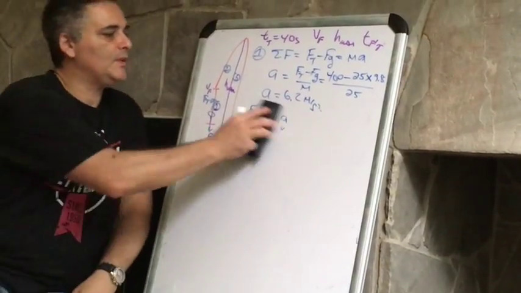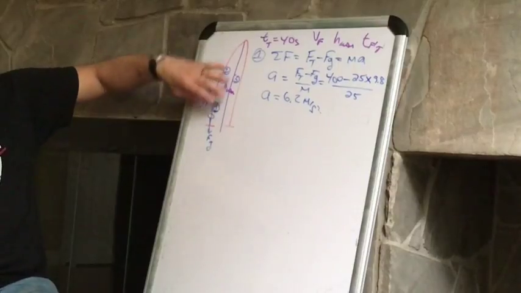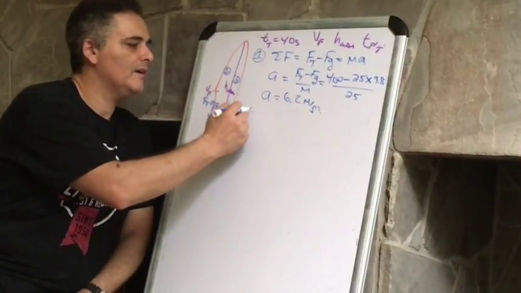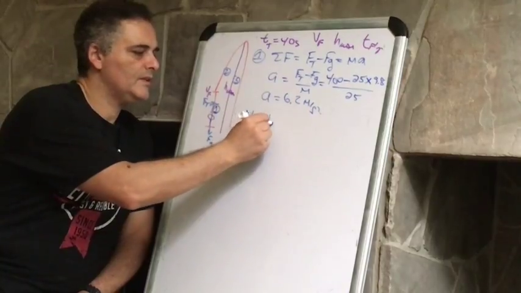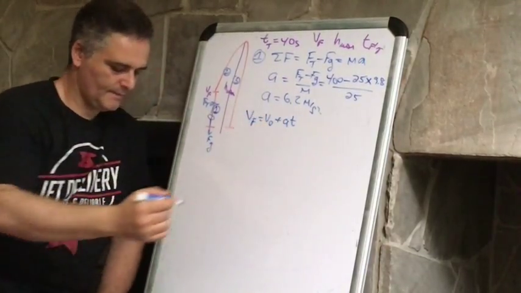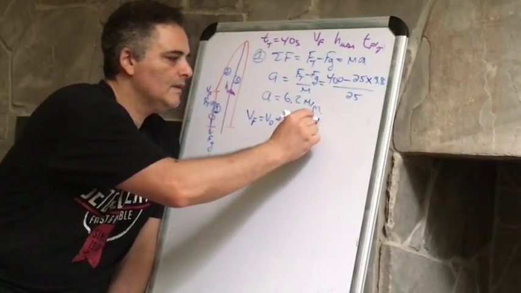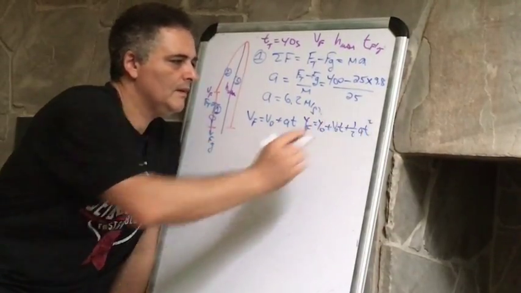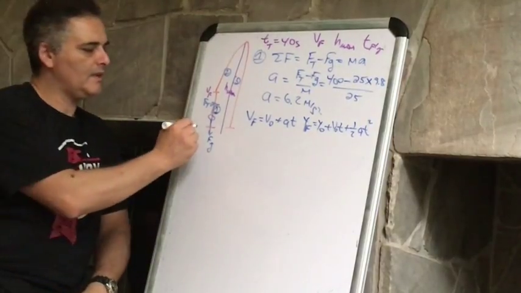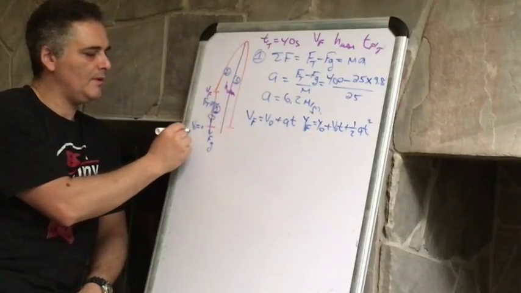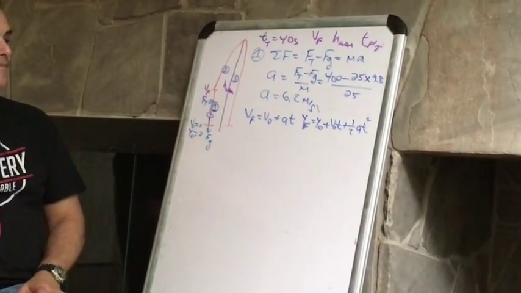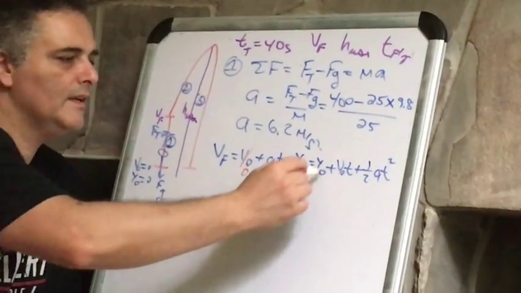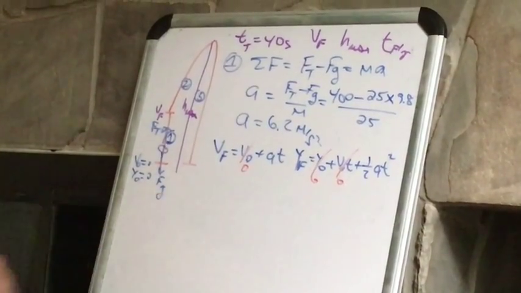Anyways, so 6.2. For this part of the problem, we drew the free body diagram, wrote the sum of forces, and solved for a. Excellent. Next step is the equations of motion. So in this case we have V final equals V initial plus AT, and Y final equals Y initial plus V initial T plus 1/2 AT squared. Now, at this point it started from rest, so we know that V0 equals 0, and Y0 equals 0. That makes our life a little easier, because we can right away get rid of these terms. So now the equations become easier to work with.